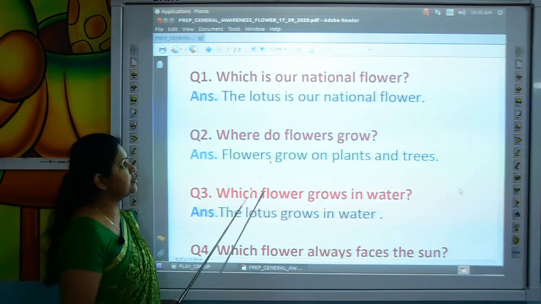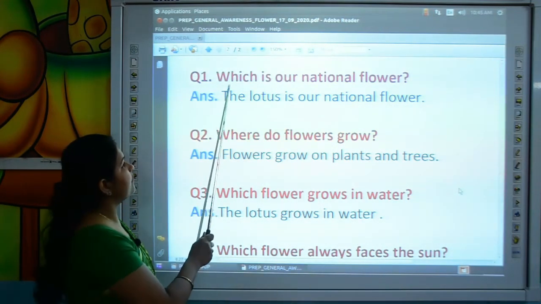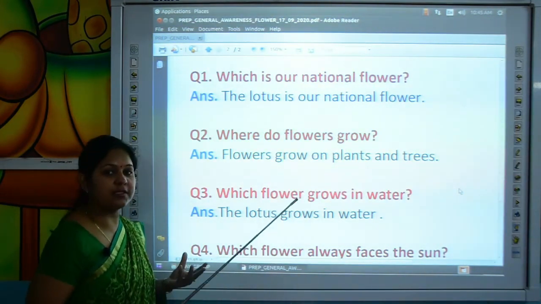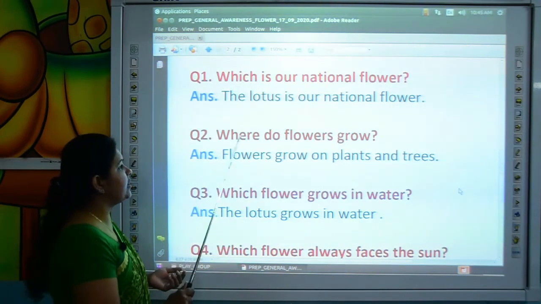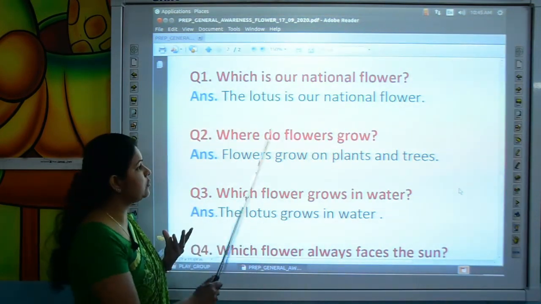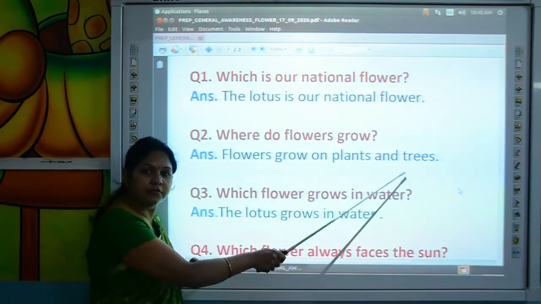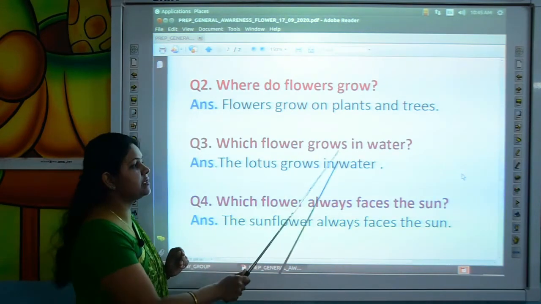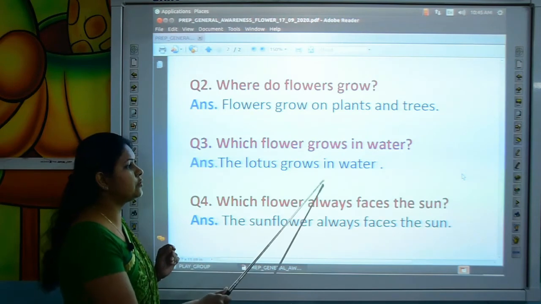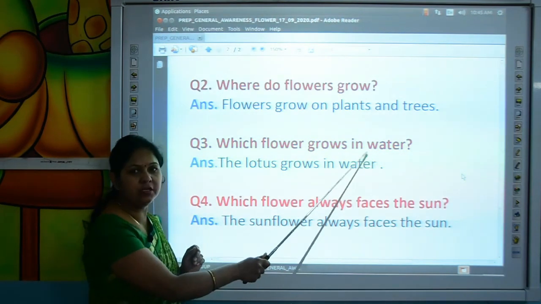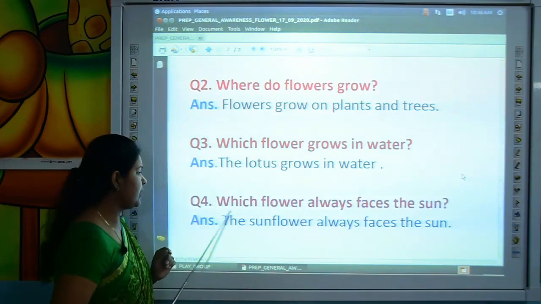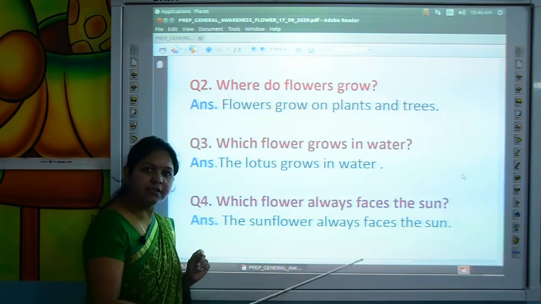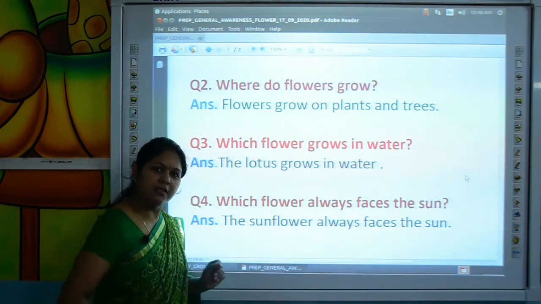Now we will revise these question answers again. So learn with me, kids. Which is our national flower? The lotus is our national flower. Where do flowers grow? Flowers grow on plants and trees. Which flower grows in water? The lotus grows in water. Which flower always faces the sun? The sunflower always faces the sun.